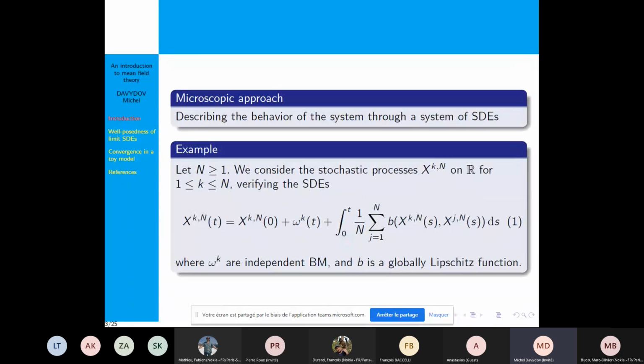So basically, the idea behind mean field theory is to make a bridge between a microscopic approach and a macroscopic approach, which is a more statistical approach. I'll discuss both in this talk. So the idea is that we have a system of n interacting particles, and what we want to do is to study the behavior in time of the system. So what we do is write out equations, which often will be stochastic differential equations, to describe the behavior of the system.